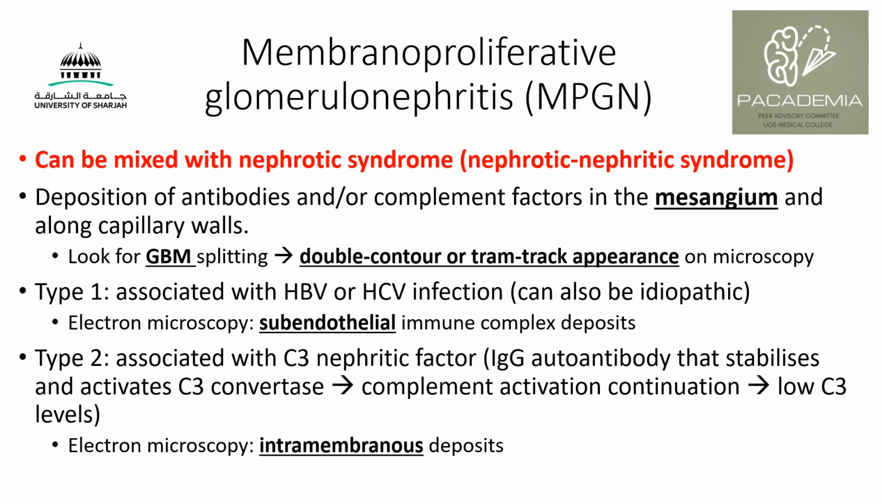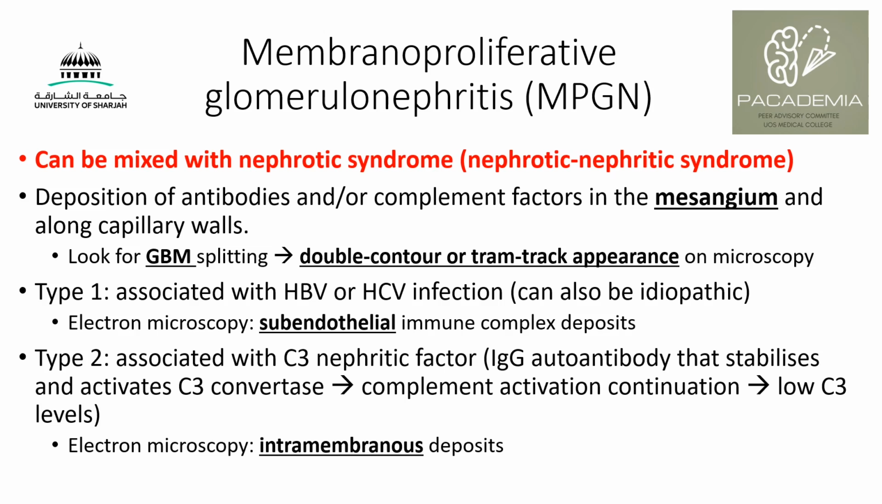Type 1: look for association with hepatitis B or hepatitis C infection, although it could also be idiopathic, and the pattern would be subendothelial immune complex. It's subendothelial. Type 2 is associated with C3 nephritic factor, which is an autoantibody, IgG, that stabilizes and activates C3 convertase, and this leads to continuing activation of the complement system, leading to low C3 levels.